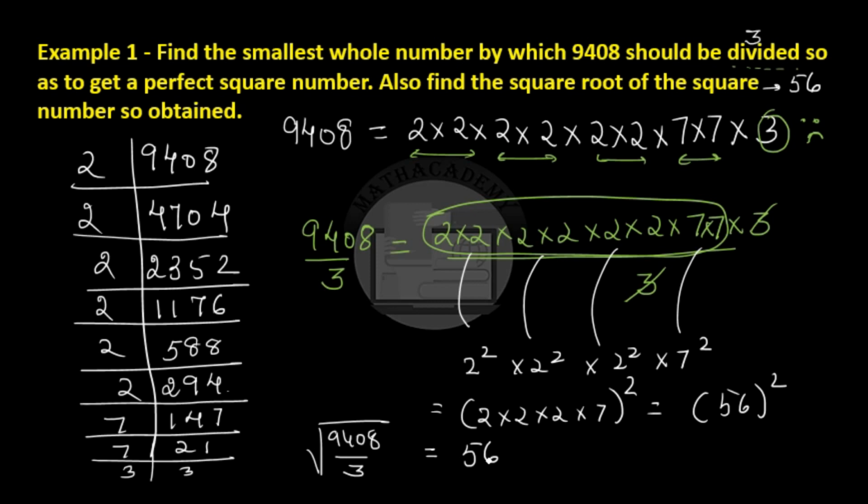So I hope these two questions are very clear to everyone: what is the least number which we have to multiply to make a given number a perfect square number, and what is the least number by which a given number should be divided to convert it to a perfect square number.